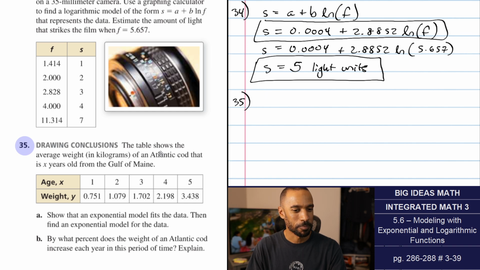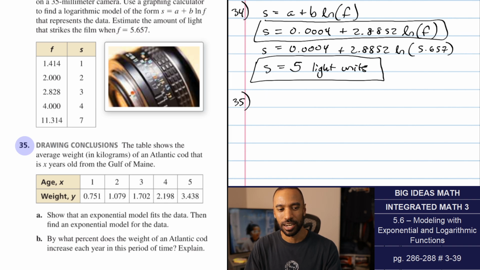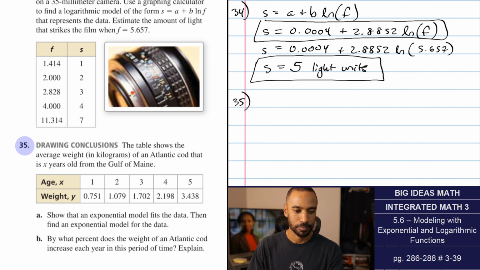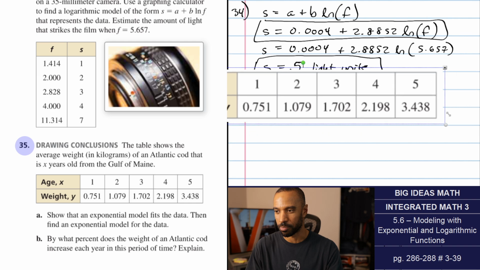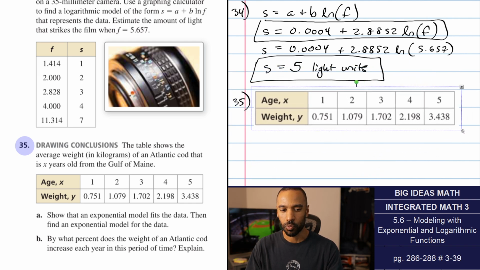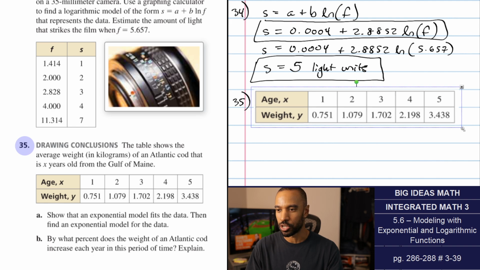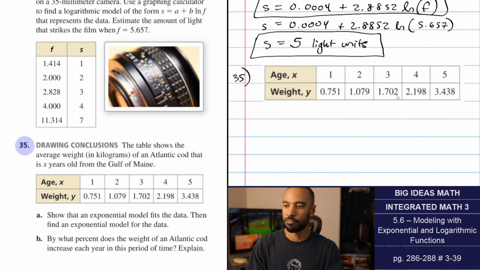All right. The table shows the average weight in kilograms of an Atlantic cod that is X years old from the Gulf of Maine. Show that an exponential model fits the data. Then find an exponential model for the data. That sounds like we're not allowed to use the calculator for that. I could say, hey, this r squared is very close to 1 or something like that, but I feel like that's not what we're doing here. By what percent does the weight of an Atlantic cod increase each year this period of time? Explain. Okay, so show that it fits the data.